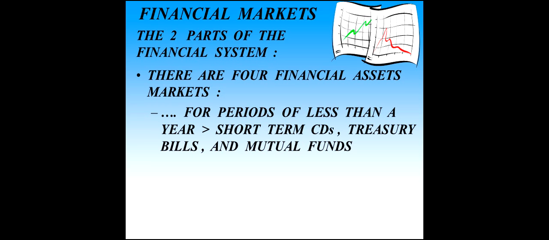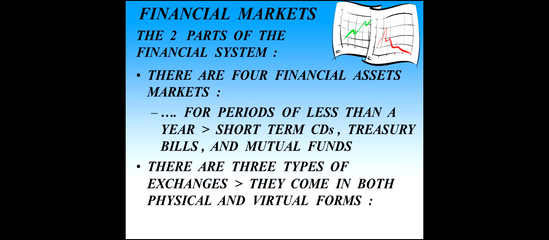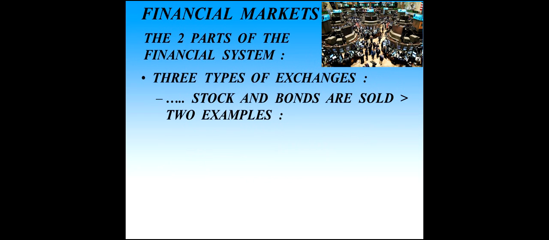Now let's switch over to the other side, the places, physical is one of them, but the places where the financial assets and products are actually exchanged. And they come in both physical and virtual forms, the types of exchanges. And let's take a look at these. The first one I'd like to talk about is a stock exchange. This is where stocks and bonds are exchanged.